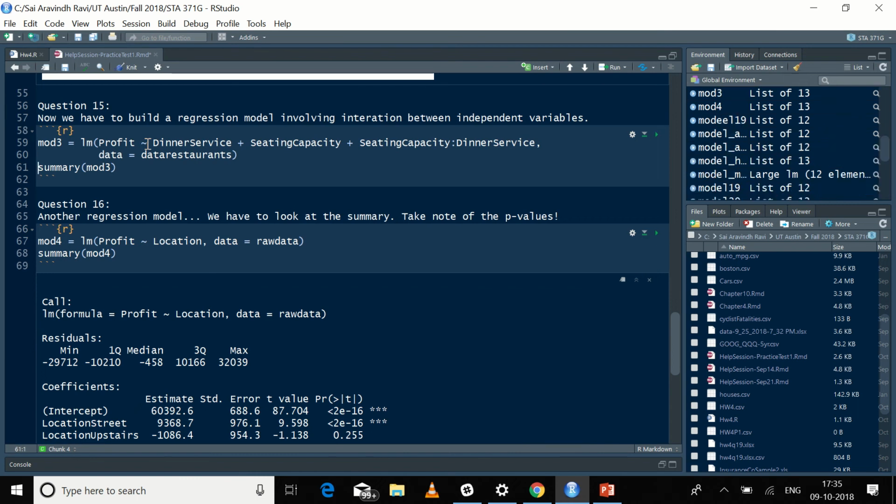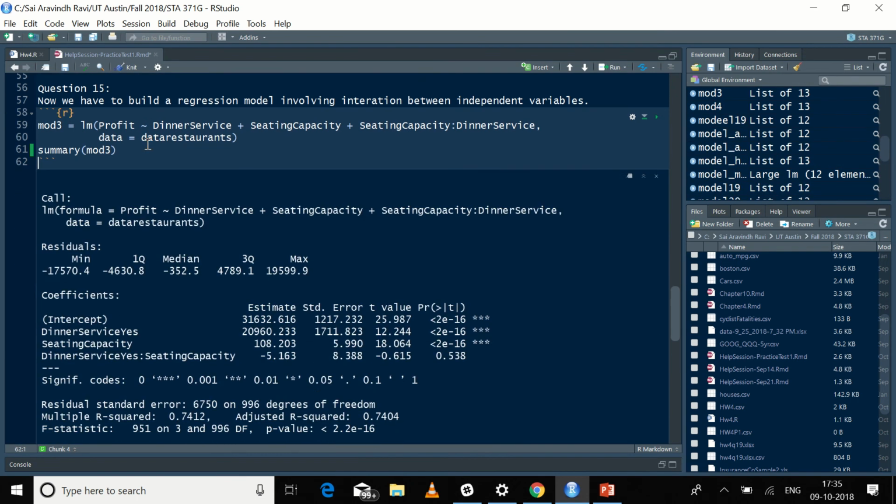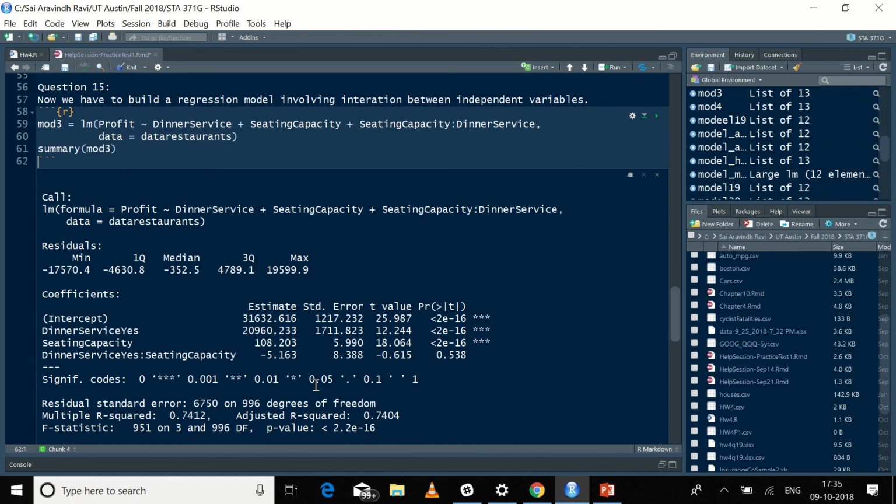I'll take your question in a minute. I'm printing the summary of the model. You can see that this interaction term, in our case, is not statistically significant, but he's asking for the interpretation of the estimate value for the interaction term. When you reference it, you could either add it as a new column to the existing data set, or you could just have it as a separate set of values.